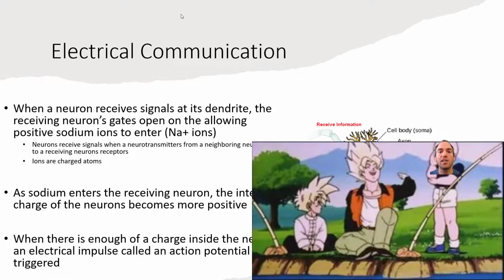The neuron's electrical charge changes, causing the receiving neuron's electrical voltage to increase from negative 55 volts to approximately, eventually, 40 volts. So from negative volts to positive volts. And then eventually, when there's enough of a charge inside the neuron, once it hits a certain voltage, an electrical impulse called an action potential is triggered.